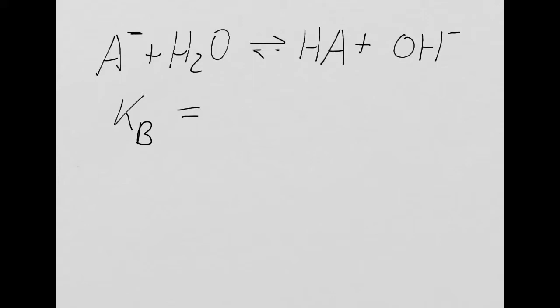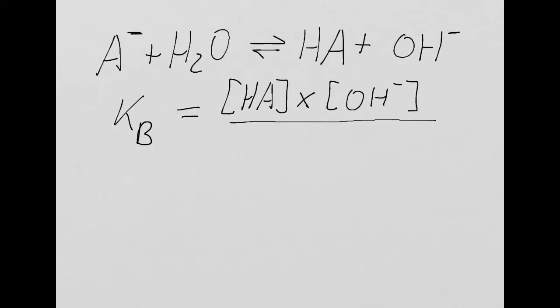We can write the equilibrium. We have HA times OH minus divided by A minus, and usually this H2O concentration here, we ignore that or we hide that in this Kb here. So usually we don't write that down. It's a bit naughty, but hey, let's be naughty.